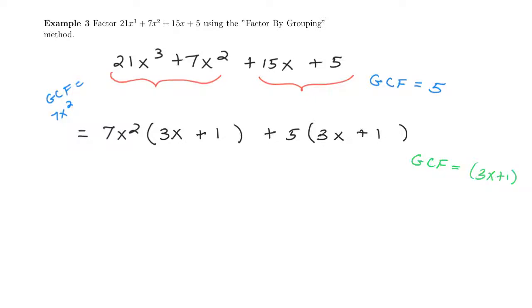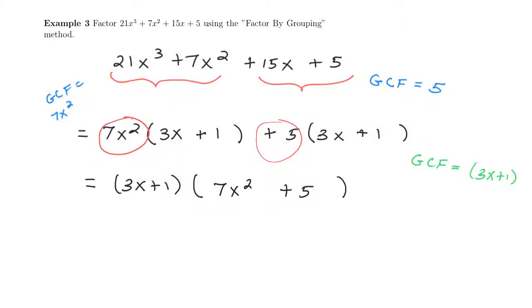Therefore, I can continue. I can say, all right, I'll put (3x plus 1), set up another set of parentheses, and place in what should be left over. And just like last time, it's now going to be the 7x squared and this plus 5. So I'll put (7x squared plus 5), and that's it. I took something that was 4 separate terms being added together, and now I've broken it up into the product of 2 pieces.